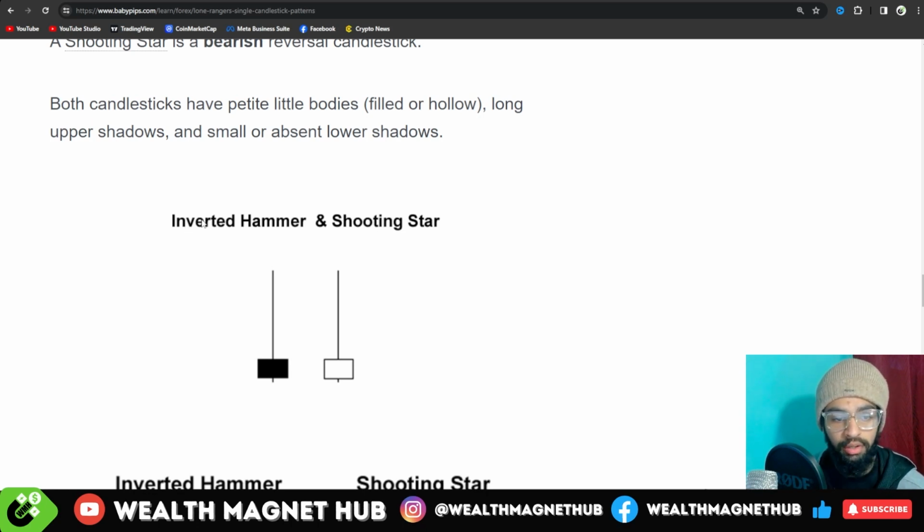Let's take a look at what these look like. On the left side we have the inverted hammer, with the long upper shadow. We did talk about the hammer. The hammer's body is basically on the lower side, instead of on the upper side. That's the difference between an inverted hammer and a hammer. And a shooting star is basically the same thing as an inverted hammer, just with a different body color. Again, the body color is not important, it just determines which way we are going.